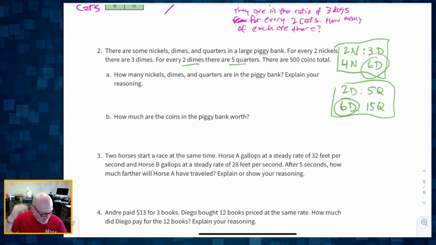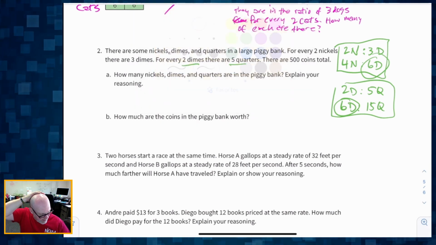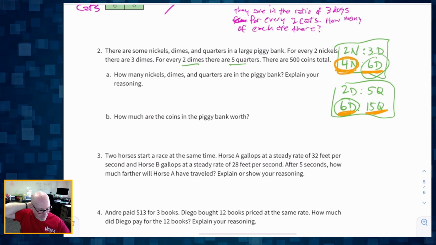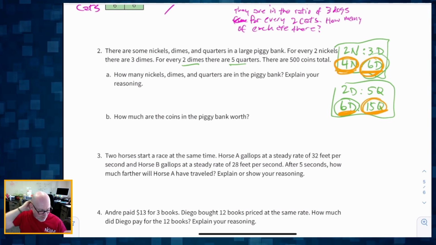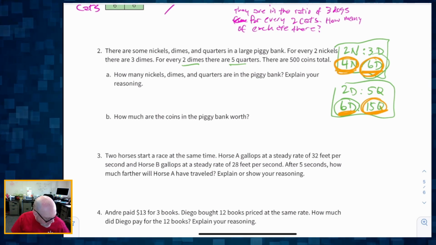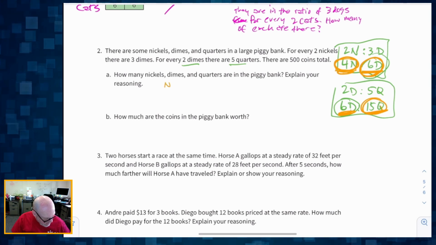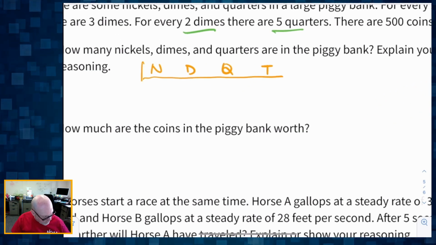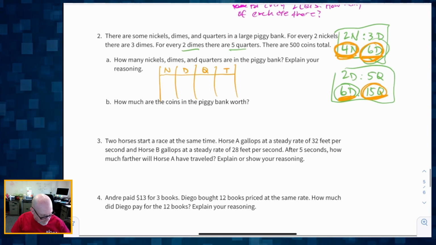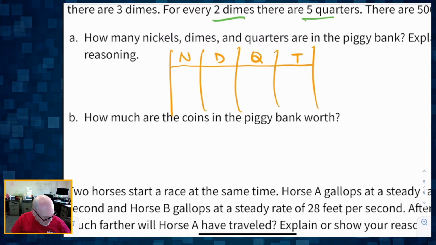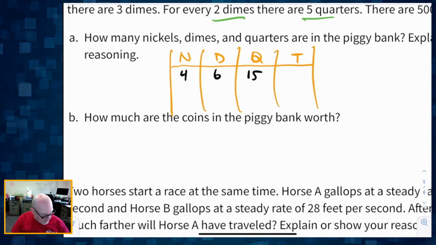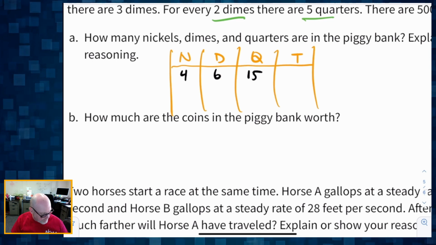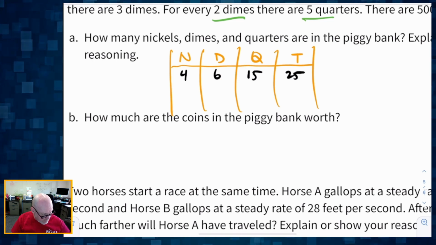That 6 dimes, so when there are 4 nickels, there's 6 dimes, and when there's 6 dimes, there's 15 quarters. So this idea of 4 nickels, 6 dimes, and 15 quarters, they kind of go together. So I can do nickels, dimes, and quarters, and then total. And we have a nice, beautiful ratio right now. And that beautiful ratio is 4 to 6 to 15. So I'm going to do this in black. 4 to 6 to 15. So when there are 4 nickels, there's 6 dimes, and there's 15 quarters. So that all goes together. And for a total of 25 coins altogether.